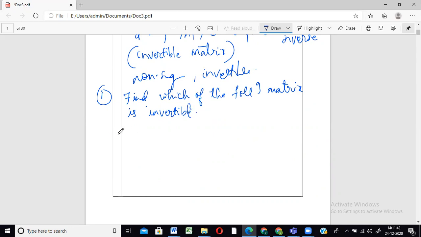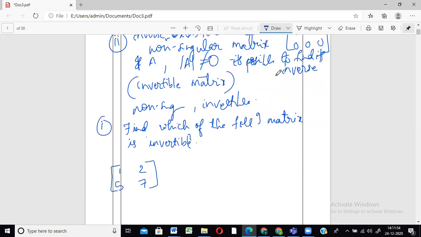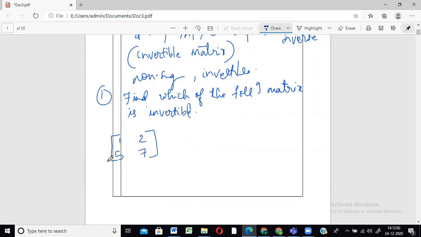Invertible. All right, suppose we have something like this: 1, 2, 5 and 7. You have to find out whether it is invertible. What do you mean by invertible? Invertible means that its inverse exists or not. That is something you have to check, right? Meaning you have to check whether the determinant is non-singular or not. So let's check for that.